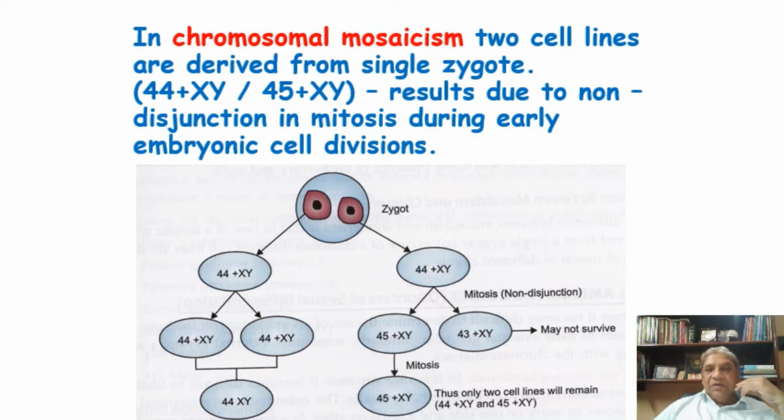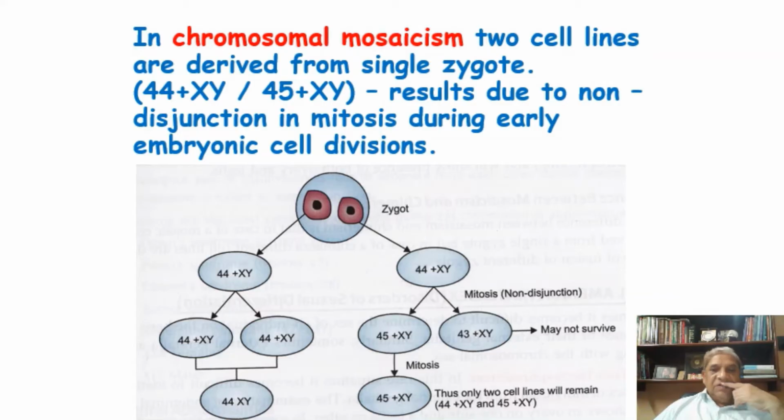And definitely, because this one contains one more, the other daughter cell will receive one less. Hence, this daughter cell has received only 43 autosomes instead of 44, and XY. Now this condition where one chromosome is less is called monosomy, which we have learned already. And monosomy in autosomes is not possible. Not possible means, of course, the cell has formed, but it will not survive.